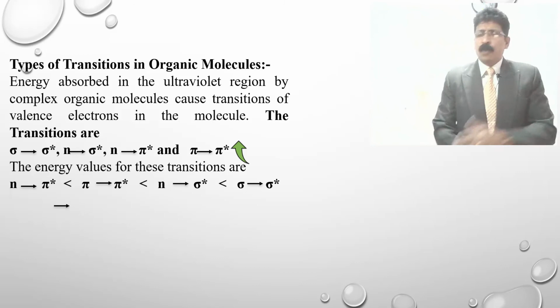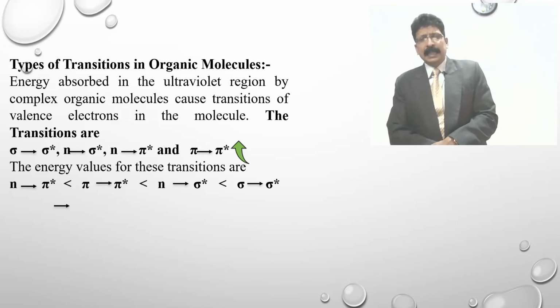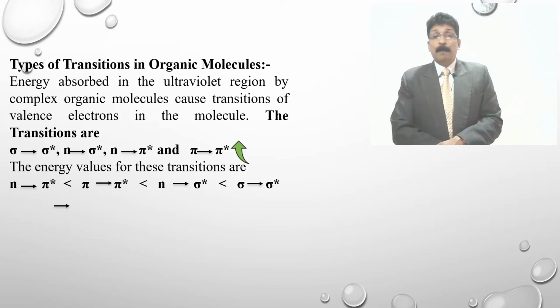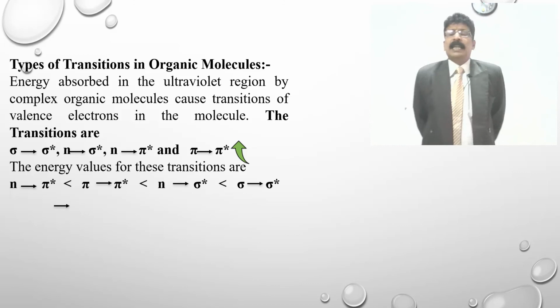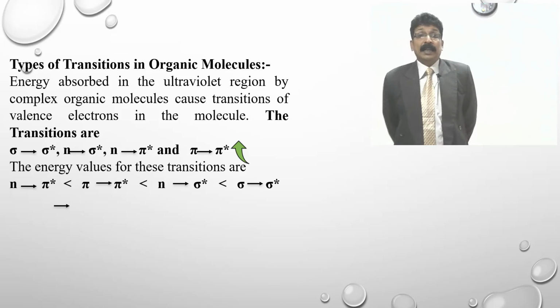That will be very interesting for you to know the subject and to understand the basic details. So n to pi star requires less energy than pi to pi star. n to sigma star needs less energy than sigma to sigma star. So the lowest energy needed is n to pi star. Pi to pi star is the next, and the next one is n to sigma star, and then the sigma to sigma star type of transitions.